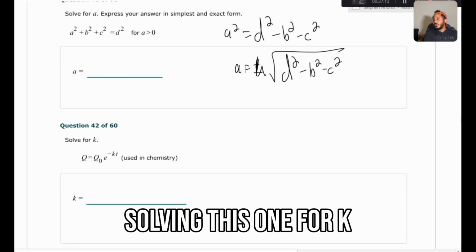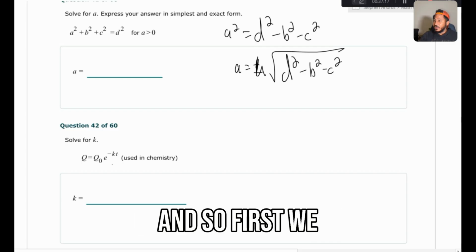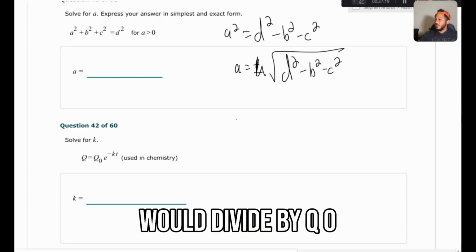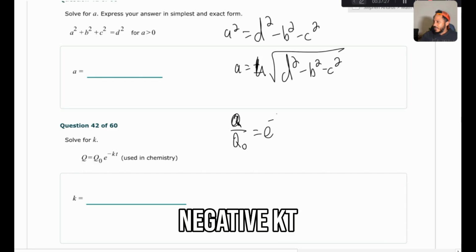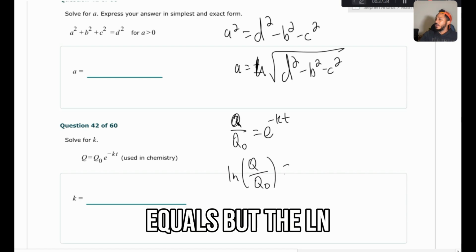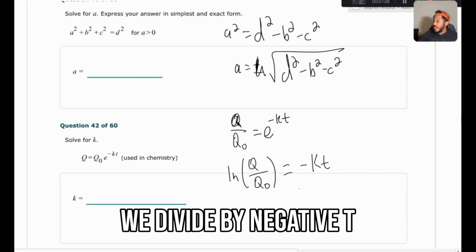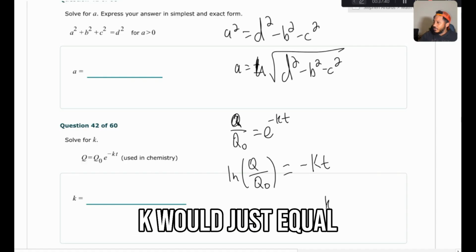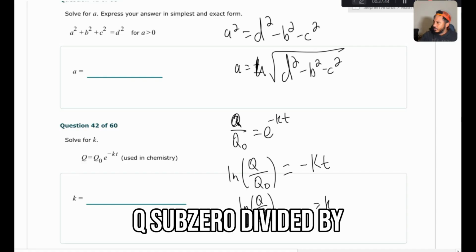All right, solving this one for k, we'd say, well, it's an exponential because k is in the exponent. And so first we would divide by q0. So q over q0, this is supposed to be a q, equals e to the negative kt. And now we can ln both sides, right? And so this would be the ln of q over q0 equals, but the ln of the right-hand side is just negative kt. So if I'm solving for k, we divide by negative t. So k would just equal ln of q over q sub 0 divided by negative t.